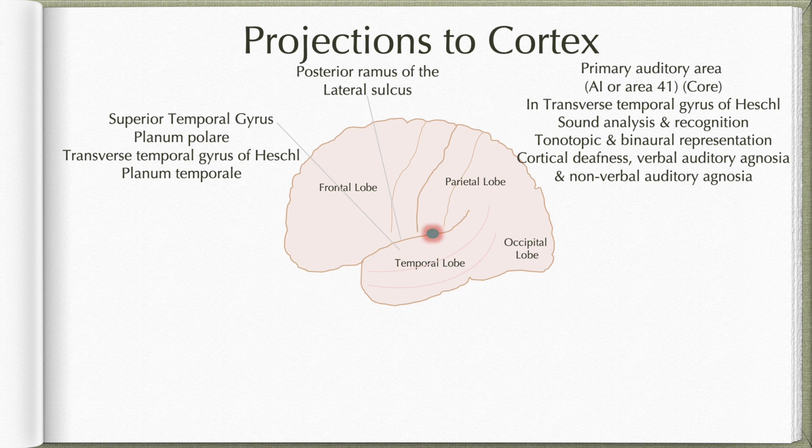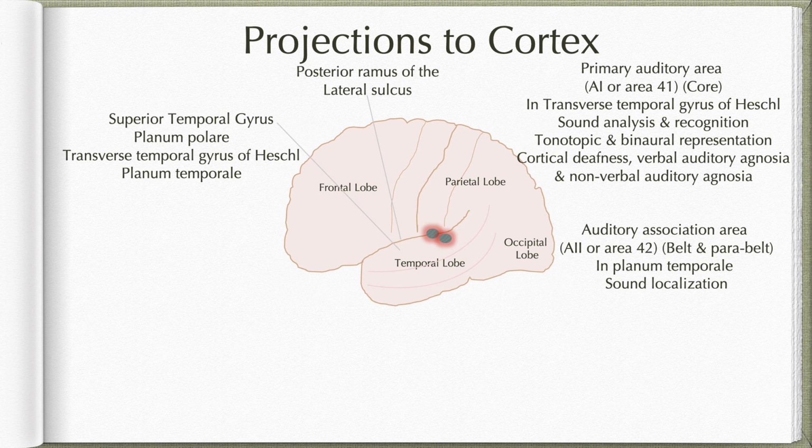Immediately behind this primary auditory area, located within the planum temporale, we have the auditory association area, or A2, or area number 42. Now this area is involved in sound localization. It is also known that planum temporale is larger on the left side compared to the right side, so it may be involved in speech.